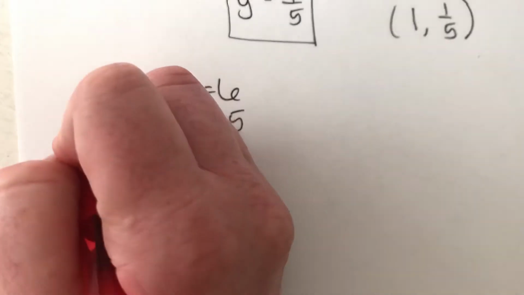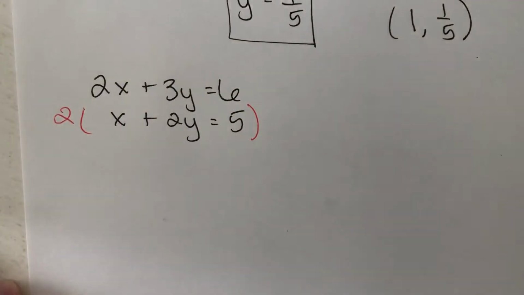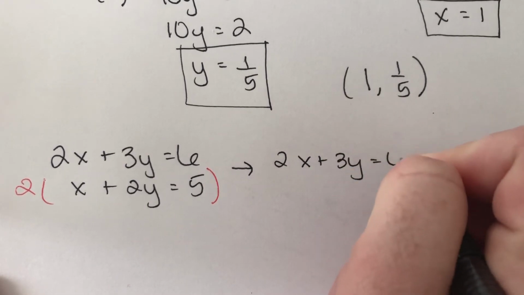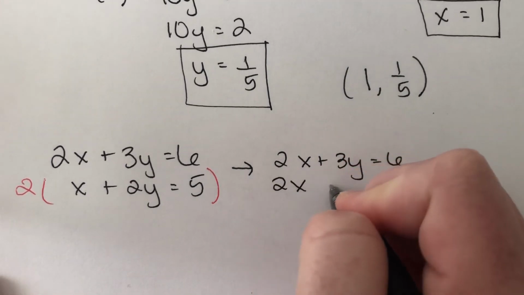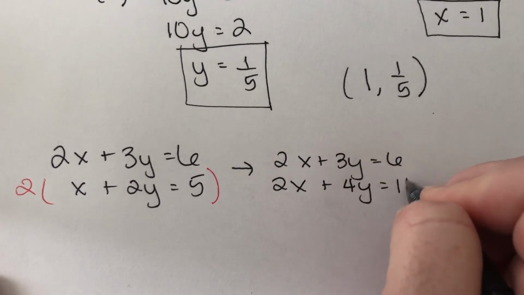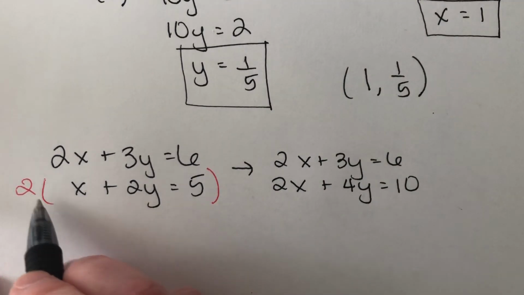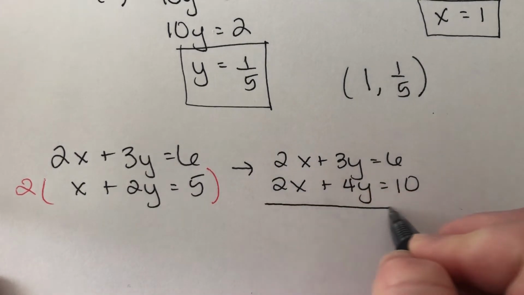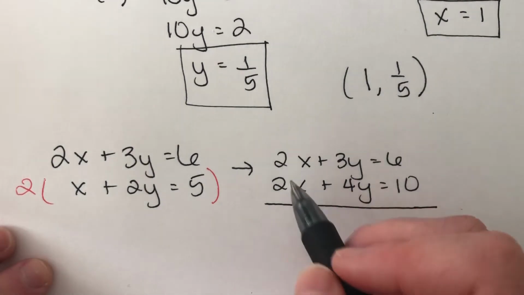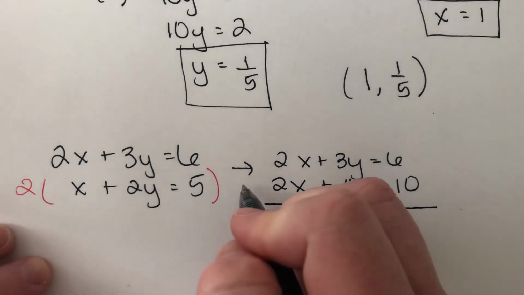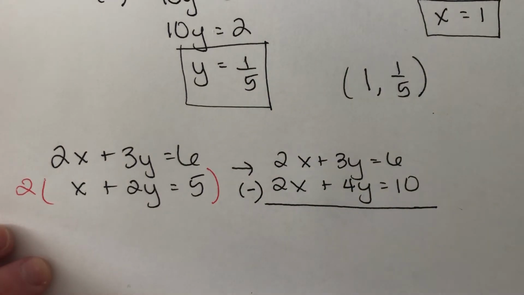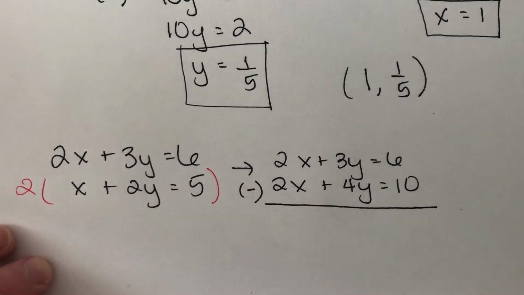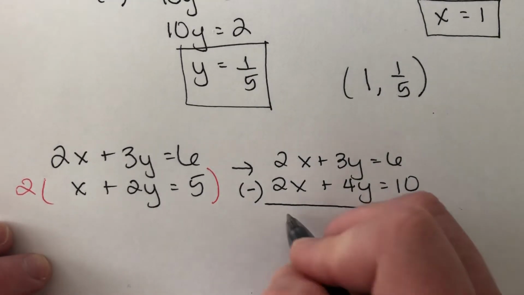So I'm going to multiply the bottom equation by 2, and then the top stays the same, 2x plus 3y equals 6. The bottom becomes 2x plus 4y equals 10. Remember, you're distributing that 2 to everything. And now my x's match, so I can either add or subtract them, right? They're both positive. They have the same sign, so I'm going to subtract. If one was negative and one was positive, then I would add them. Whatever I have to do to get them to cancel each other out. 2x minus 2x is 0.